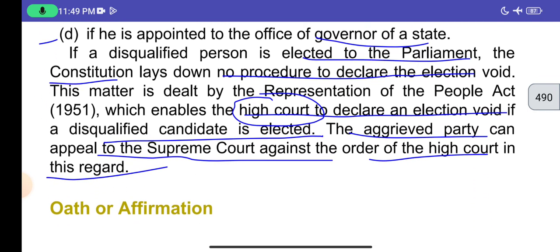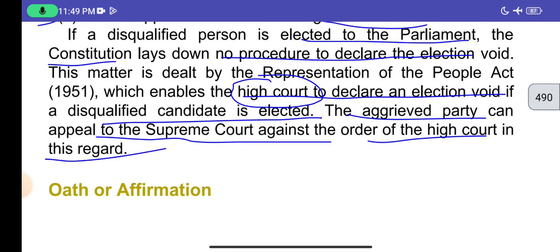If a disqualified person is elected to the parliament, the constitution lays down no procedure to declare the election void. This matter is dealt with by the Representation of the People Act 1951, which enables the High Court to declare an election void if a disqualified candidate is elected. The aggrieved party can appeal to the Supreme Court against the order of the High Court in this regard.